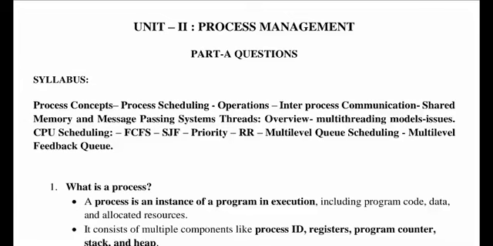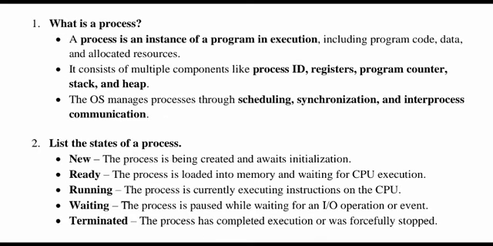Unit 2 Process Management. These are the 2-mark questions for Unit 2. Starting with the first question, what is a process? A process is an instance of a program in execution. It includes the program code, data, and system resources. The operating system manages processes through scheduling and synchronization.